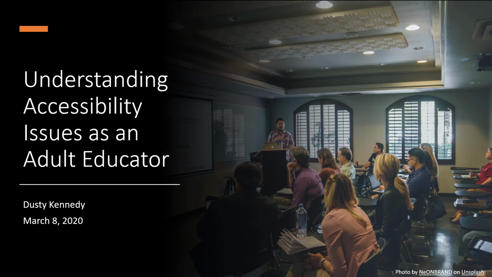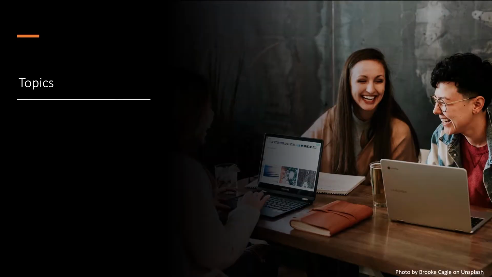Our goal today is to develop a better understanding of some of the issues that adult learners may experience on a daily basis. Before we get too far down the road, these are going to be our topics for this video. We'll first discuss an overview of accessibility issues in adult education, which will include some eye-opening statistics on adults with disabilities. Next, we'll talk about the importance of educator awareness when it comes to adult accessibility issues. It's surprising how easy it is to overlook this segment of the population.